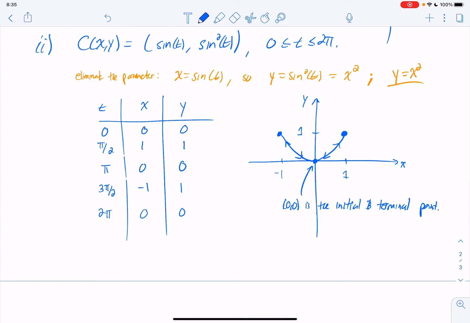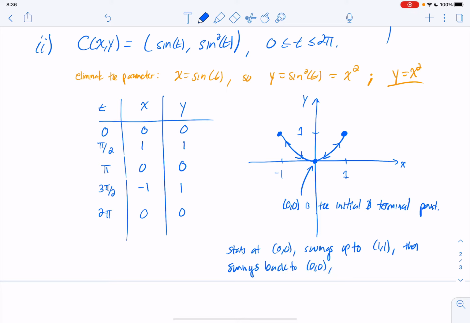But this is a really weird picture. Somehow this starts at 0, 0, swings up to 1, 1, then swings back to 0, 0, up to negative 1, 1, back to 0, 0.